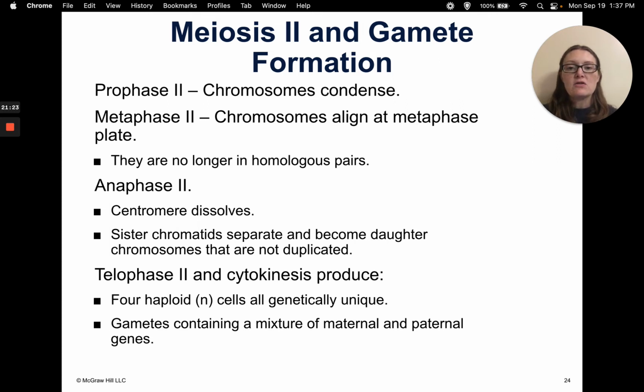So in prophase 2, the chromosomes are going to continue to condense, and they align at the metaphase plate. They're no longer in homologous pairs. They just align regularly like we saw in mitosis. The chromosomes get pulled apart in anaphase 2 and separated out to the 2 poles. Then we have telophase and cytokinesis take place, and from 1 original cell, we now have 4 genetically different daughter cells that are formed. These are genetically different from the parent. They're haploid because they have half of the information that the original parent cell had.